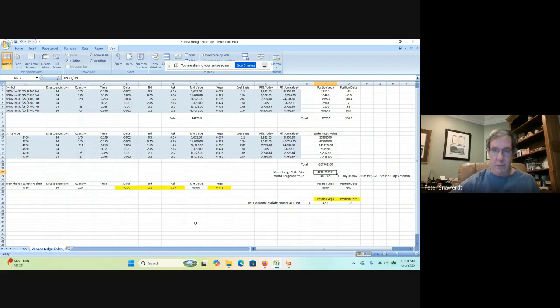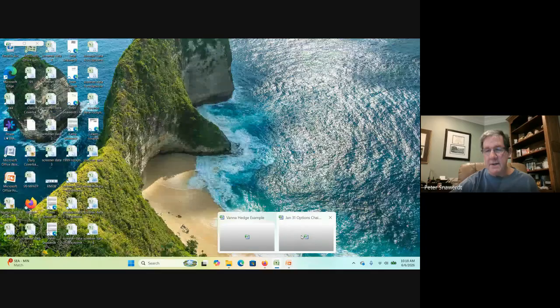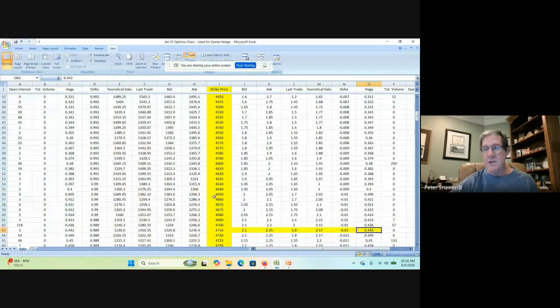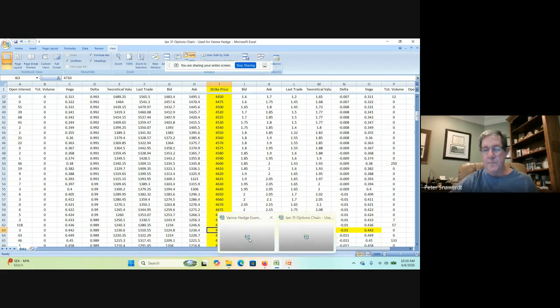Well, if you look through the options chain, you'll realize there's no 4712, but there is a 4710. So let's go through that. This was the January options chain from that particular point in time. There is a 4710, and these are the details that go along with it. Here's the bid, the ask, its theoretical value, its delta, and its vega.